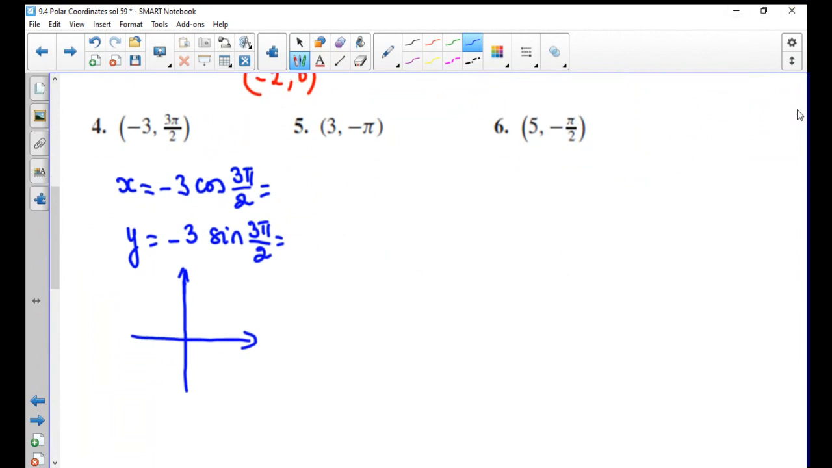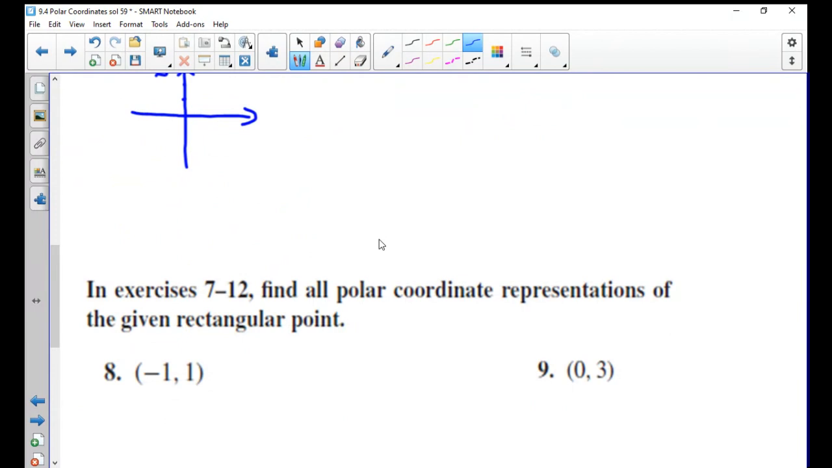By the way, here cosine 3 pi over 2 is 0, so x is 0, and y is 3. So 0, 3. So this is the point. Okay, no problem. I think this is fairly easy.